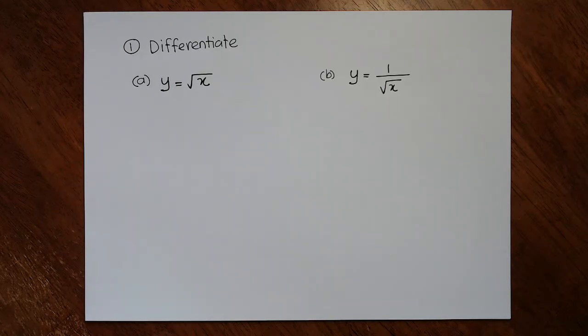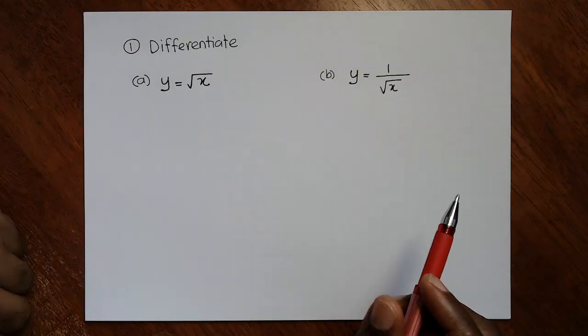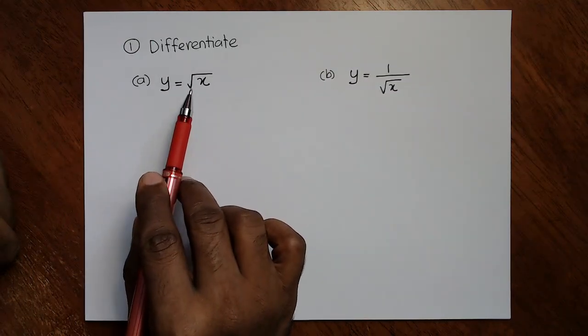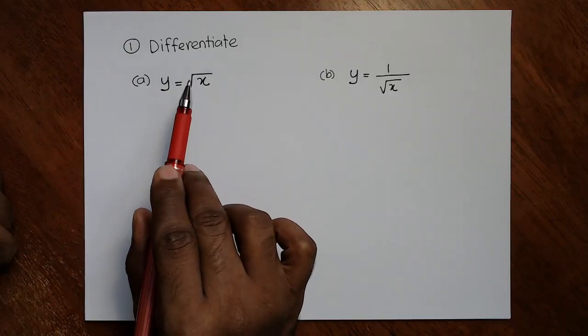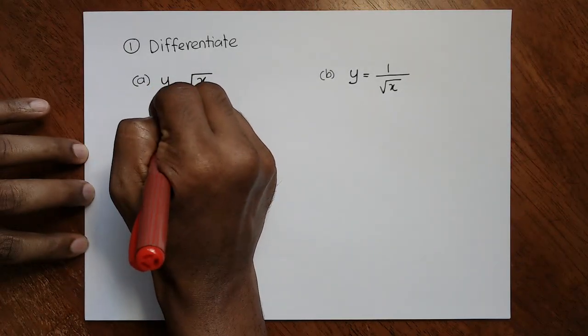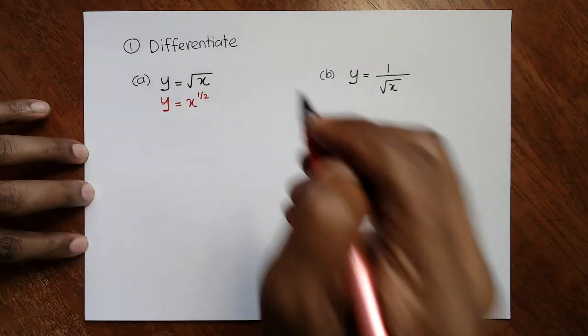Hi again. Right, let's look at more examples. This time it involves square root, cube root and all that. So obviously you cannot differentiate straight away. So what do we do here? We change it into y equals x to the power of 1 over 2, because that's what square root is, right?